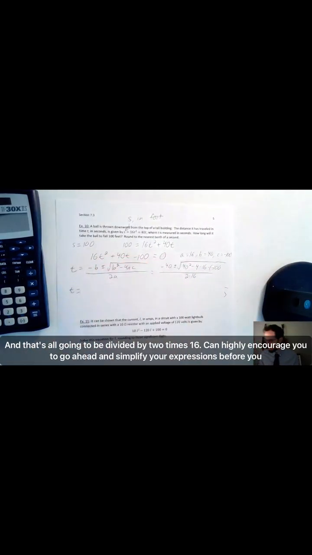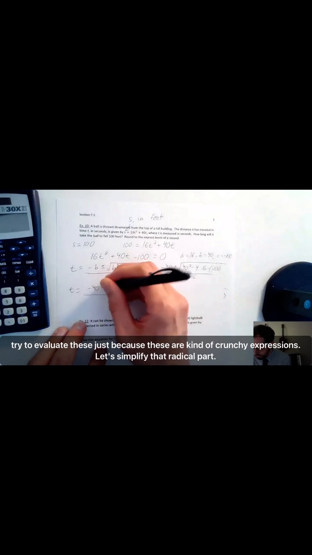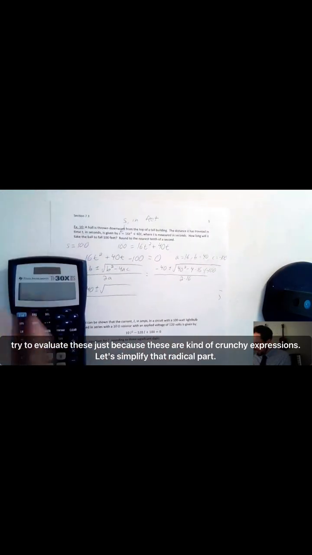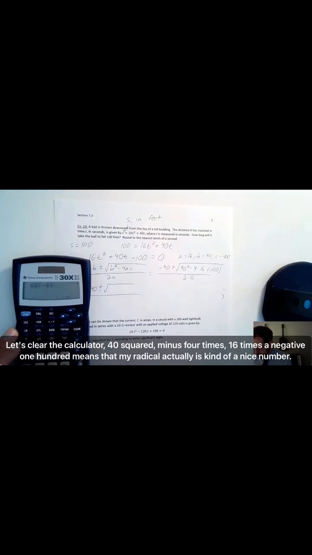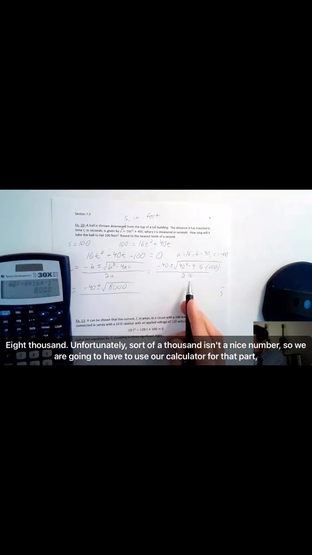Again, I highly encourage you to simplify your expressions before you try to evaluate these, just because these are kind of crunchy expressions. Let's simplify that radical part first. 40 squared, oops, let's clear the calculator. 40 squared minus 4 times 16 times negative 100 means that my radical is actually kind of a nice number, 8,000. Unfortunately, the square root of 8,000 isn't a nice number, so we are going to have to use our calculator for that part. But also observe that 2 times 16 could be simplified to be 32.